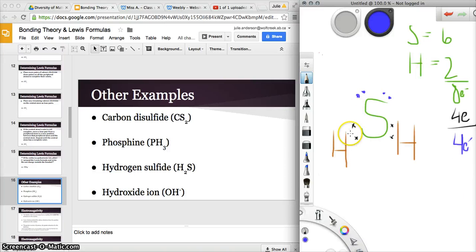All right, so here's what your last Lewis structure of hydrogen sulfide would look like, and don't worry too much if you're still stuck on going through this. I'll be able to help you out on Monday.